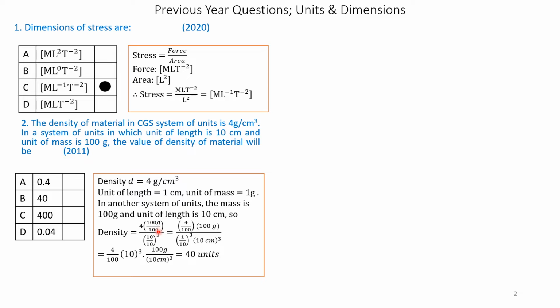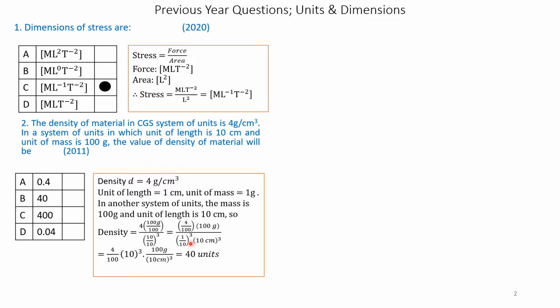100 gram divided by 100 divided by, that is 10 divided by 10 whole cube. That is 10 centimeter unit length. That is 4 by 100 into 100 gram divided by 1 by 10 whole cube. This is 1 by 10 and you separate 10 centimeters separately. So that is 10 centimeter cube. So this is 1 by 10 whole cube into 10 centimeter whole cube. This is the new unit. 100 g is the new unit. 10 centimeter is the new unit.